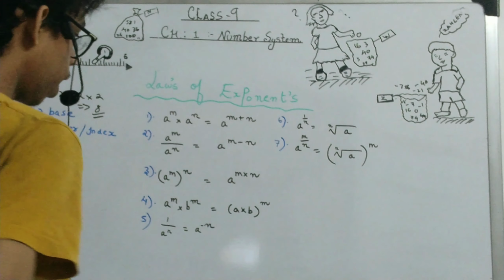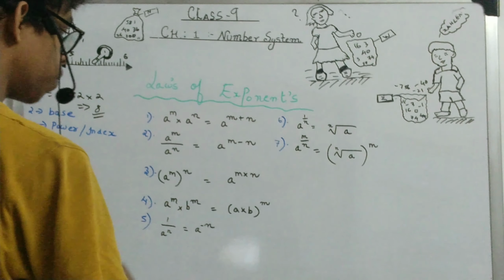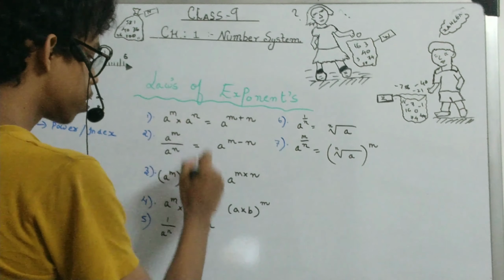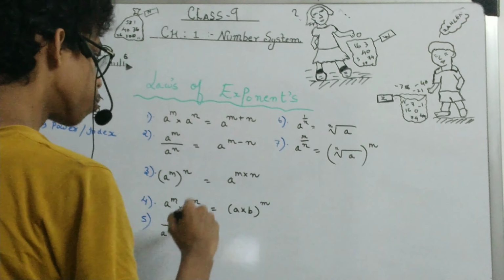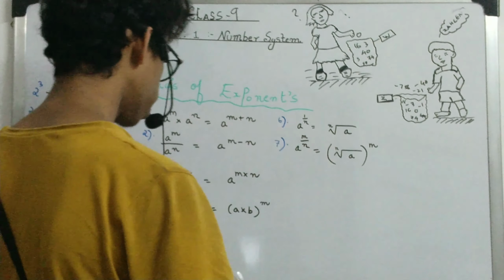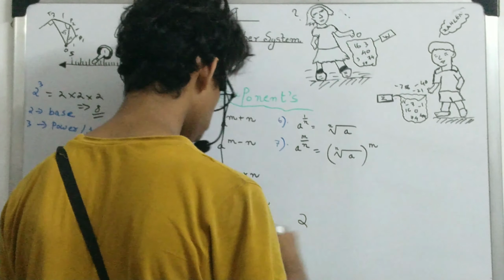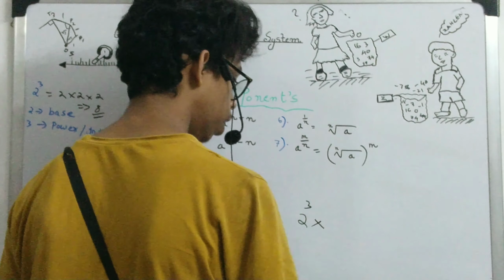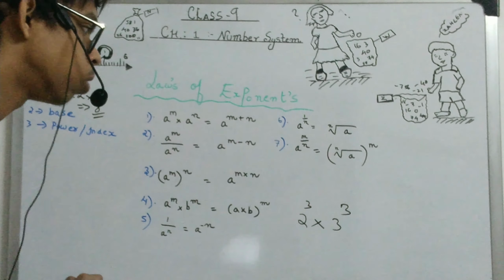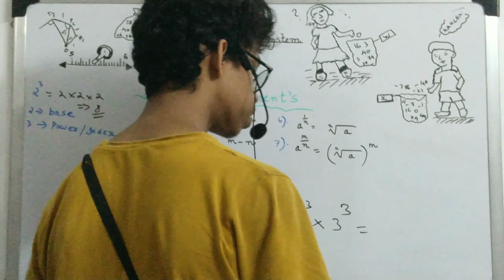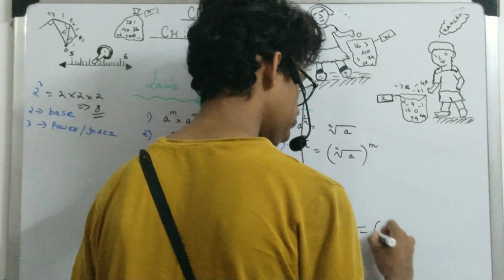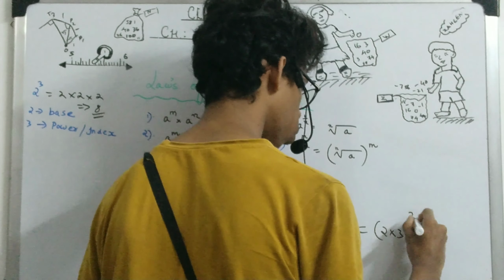The fourth one is a raised to m into b raised to m is equal to a into b, the whole raised to m. Just see the difference: here the bases are different but the powers are the same, and earlier the bases were the same and the powers were different. For example, 2 raised to 3 into 3 raised to 3. How can we write it? The bases should be multiplied while the powers remain the same, that is 2 into 3, the whole raised to cube.